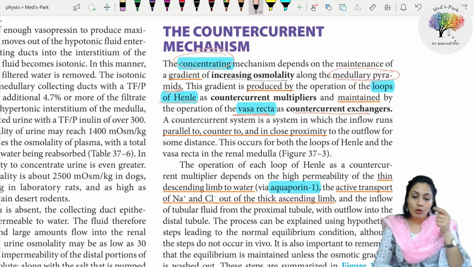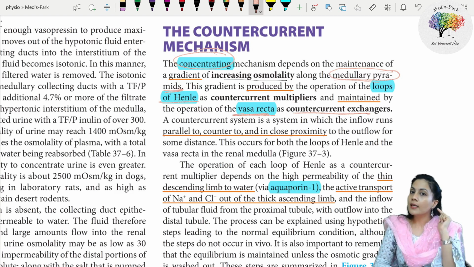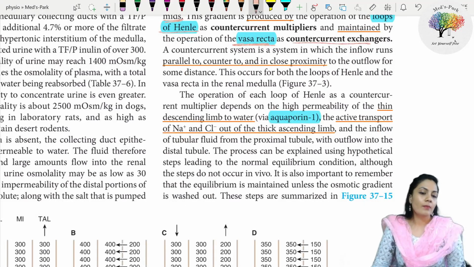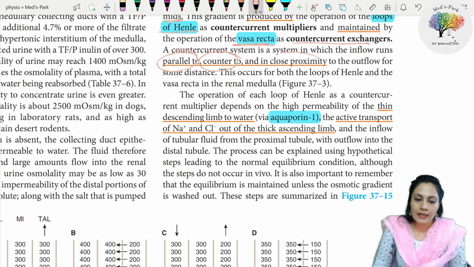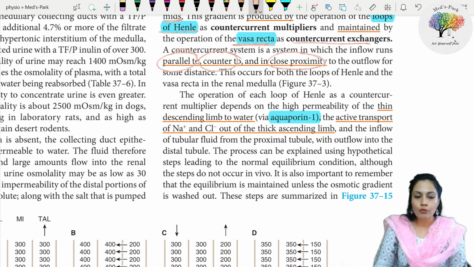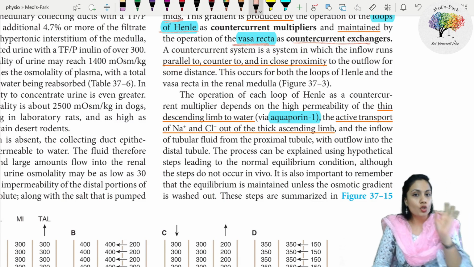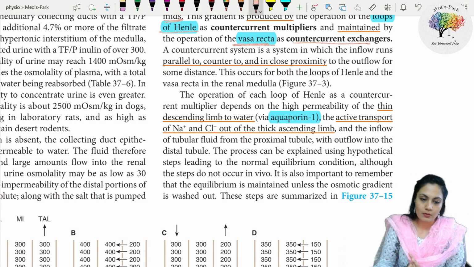But understand, later on it also mentions the collecting duct as well, right? The countercurrent system is the system in which the inflow runs parallel to, counter to, and in close proximity to the outflow for some distance, right? So these are the prerequisites which you have to mention in your exams. Okay, this occurs for both the loops of Henle and the vasa recta in the renal medulla that we just now saw.